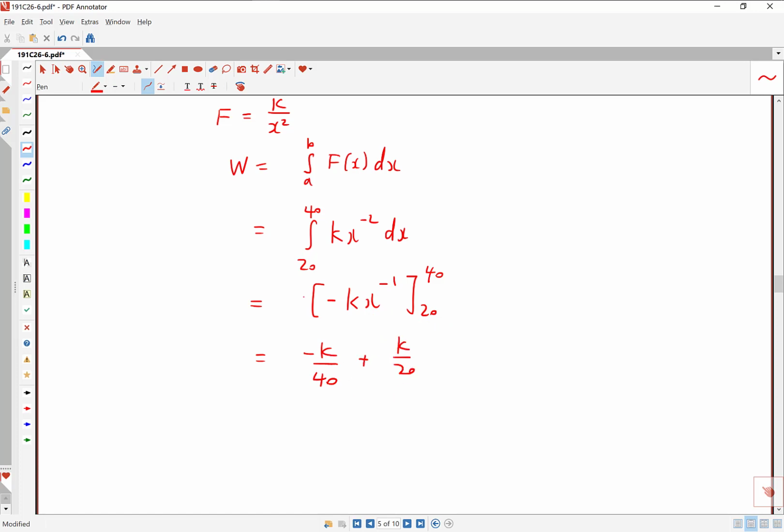Now, if you prefer, you might want to put this into decimal form. So 1 over 40 is 0.025. So we've got negative 0.025k, and then we've got plus 0.05k. And that way we can just give a decimal answer. 0.025k would be our answer. Units, the usual Newton meters, or you could say joules for work, and that k is an unknown constant.